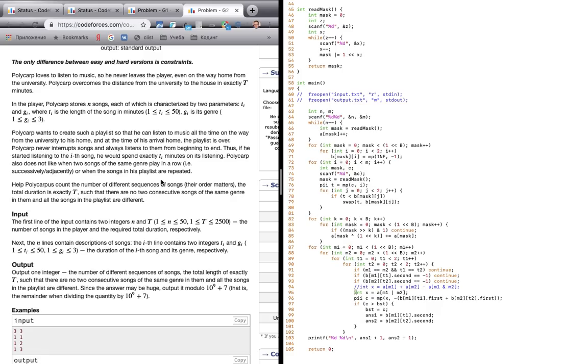Well, I guess we can calculate the sets of songs. What's interesting is the total duration, obviously, and the number of songs of each genre. Then we will place them in some order, and we have to count the number of good orders for each set.